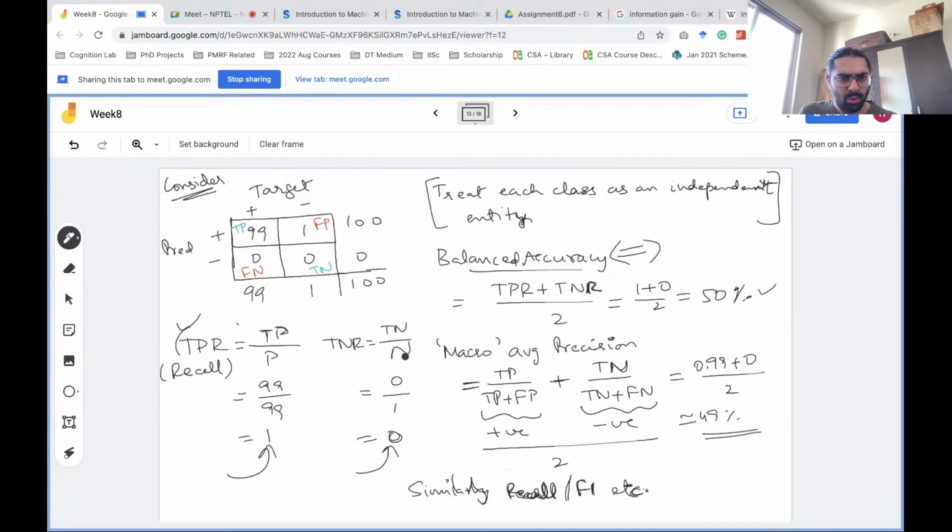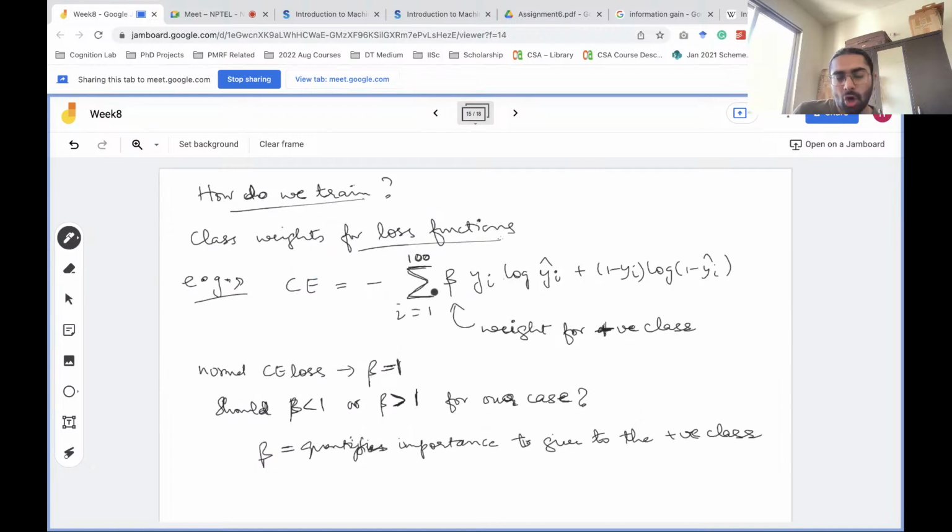Okay, so for example, this cross entropy loss would now become something like this. I'll say beta times whatever loss I get for a positive class, and no weight, I mean a weight of 1, for the remaining class, and then choose beta properly, right? So beta equal to 1 is the normal CE loss, right?